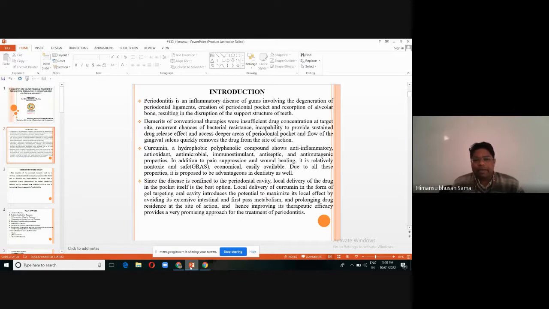But there are several disadvantages or demerits associated with this conventional therapy, like insufficient drug concentration at the target site, chance of bacterial resistance, and incapability to provide sustained drug release. So, as this disease is confined to the periodontal pocket or periodontal cavity, local delivery of the drug in the pocket itself is the best option for the treatment of periodontitis.